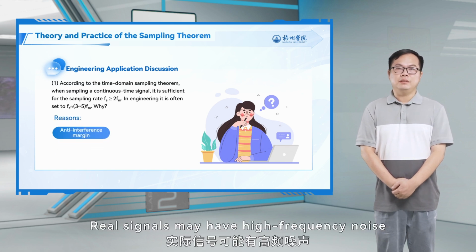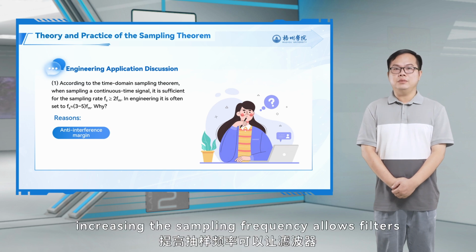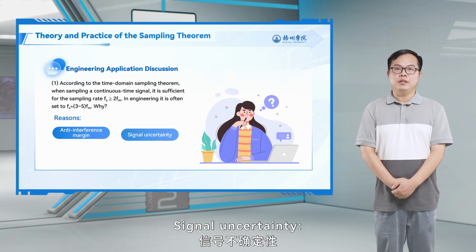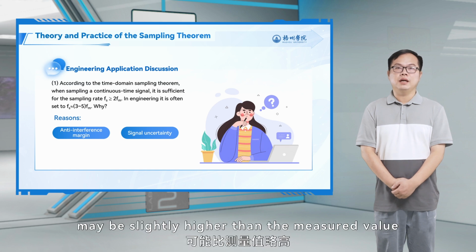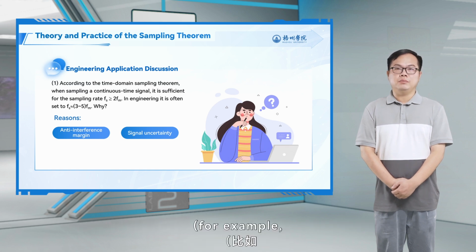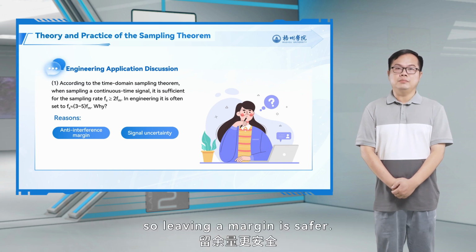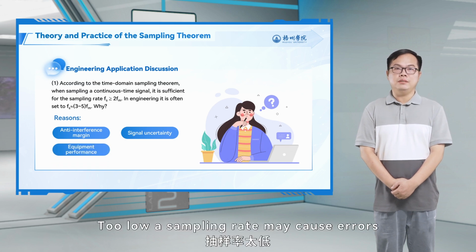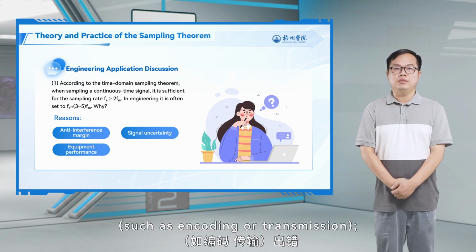Anti-interference margin. Real signals may have high-frequency noise, e.g., electromagnetic interference. Increasing the sampling frequency allows filters to remove these noises more easily. Signal uncertainty. The actual maximum frequency fm of the signal may be slightly higher than the measured value. For example, speech may occasionally have high-frequency spikes, so leaving a margin is safer. Equipment performance. Too low a sampling rate may cause errors in subsequent processing, such as encoding or transmission.